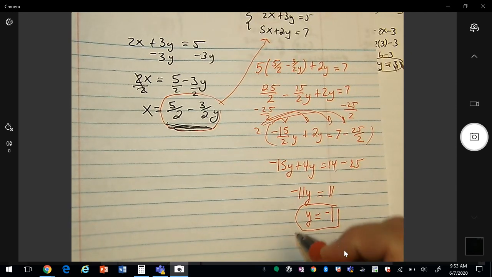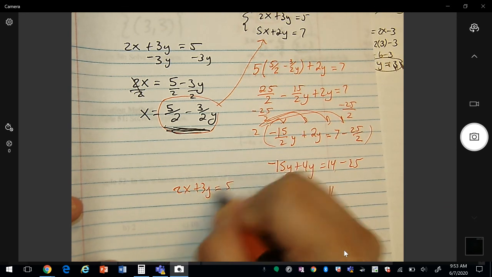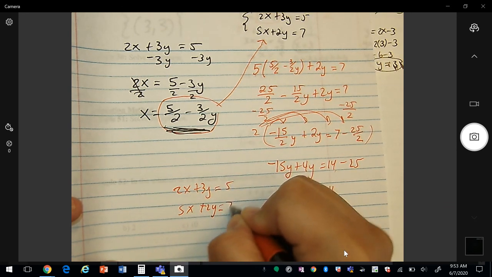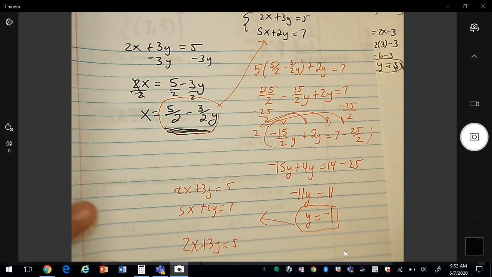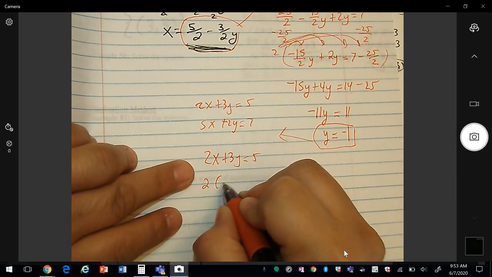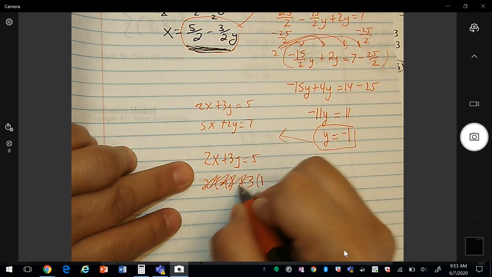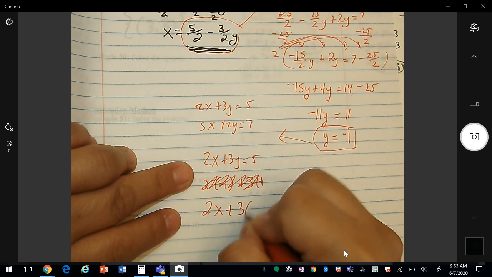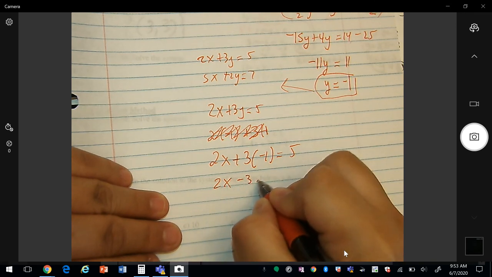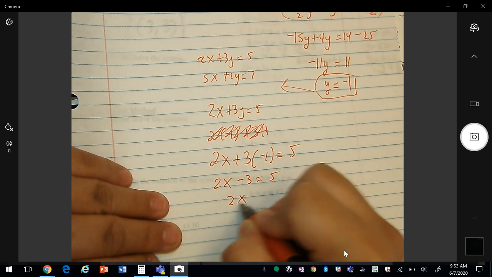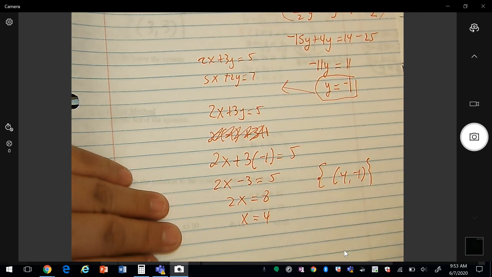Once you get your negative 1, then you can back substitute this into one of the two original equations. So I'm going to just pick the first one. So I would have 2x plus 3 times y, which is negative 1, is equal to 5. Add the 3 on both sides. So x is equal to 4.